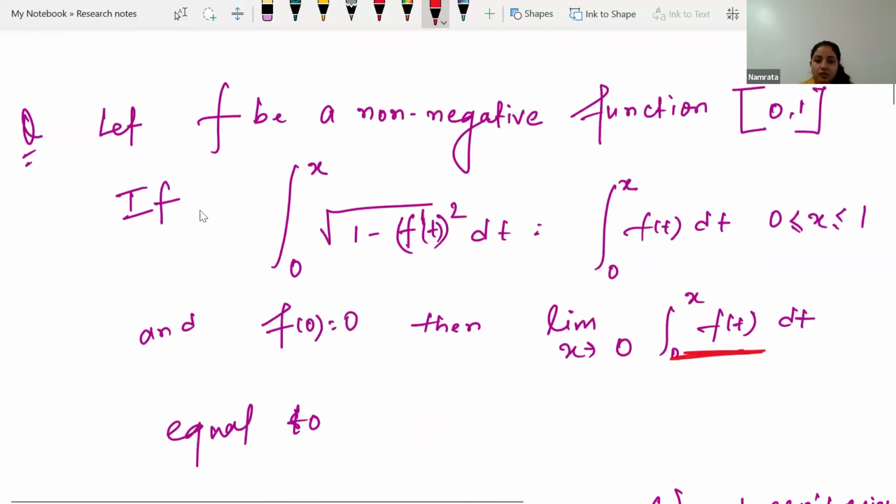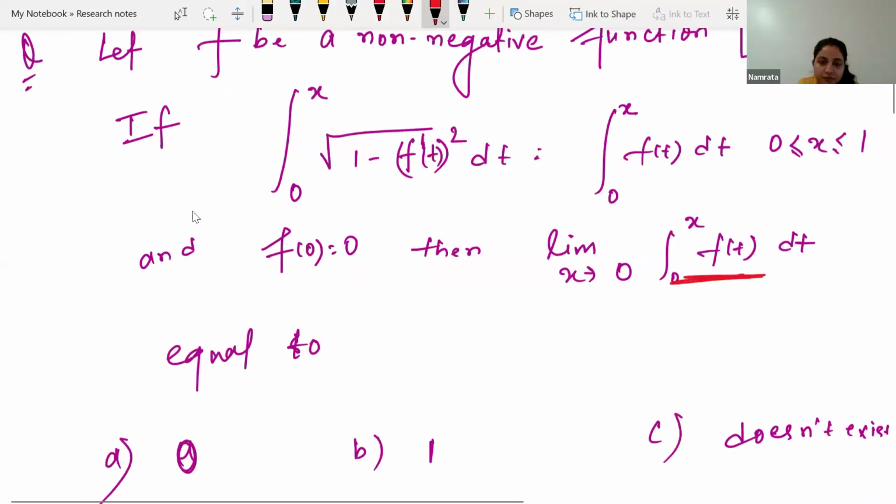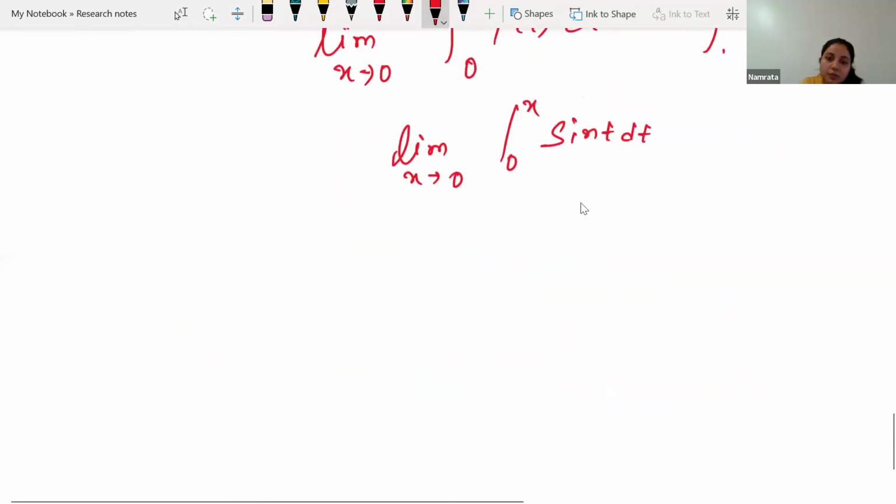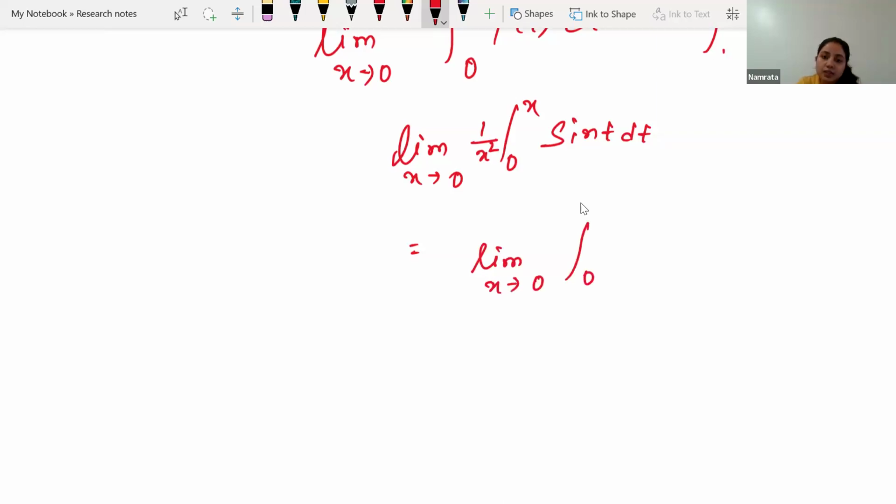Just a second. One part I have missed here. It is also written that 1 by x square is outside. Okay, this limit we have to find over here. Here 1 by x square is outside. So we can write it as limit x tends to 0, this integration over x square.